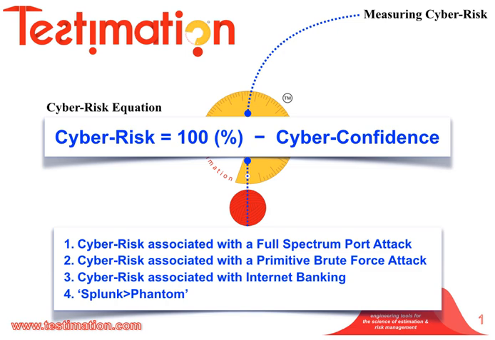In this episode we're going to investigate number 1, the cyber risk associated with a full spectrum port attack. Number 2, the cyber risk associated with a primitive brute force attack. Number 3, the cyber risk associated with internet banking. And number 4, a Splunk Phantom example.